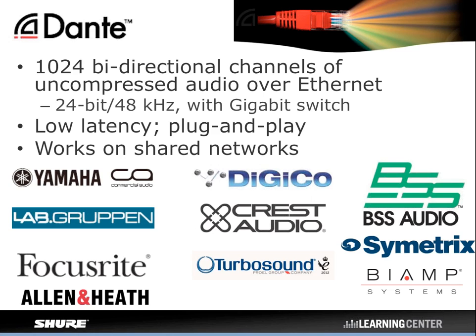And again, some of the advantages of Dante, which is what we've gone with: you've got over 1,000 channels of bidirectional uncompressed digital audio available over Ethernet using off-the-shelf, cheap Cat5e or Cat6 cable, much easier than dealing with large, heavy snakes and all of the problems that come with long audio cable runs, hum, buzz, and that sort of thing. It's all just digital audio packets running around your network. And Dante is great because it works on shared networks. It doesn't have to be isolated by itself, and it's extremely low latency.